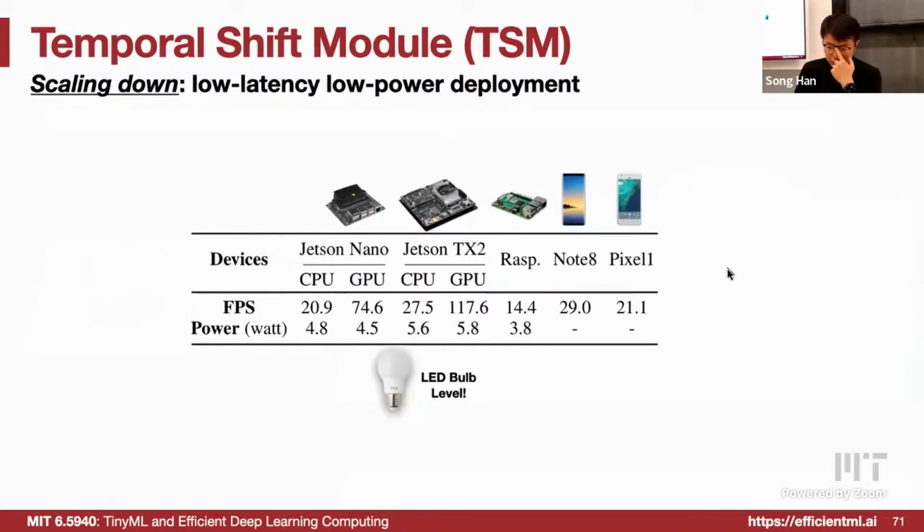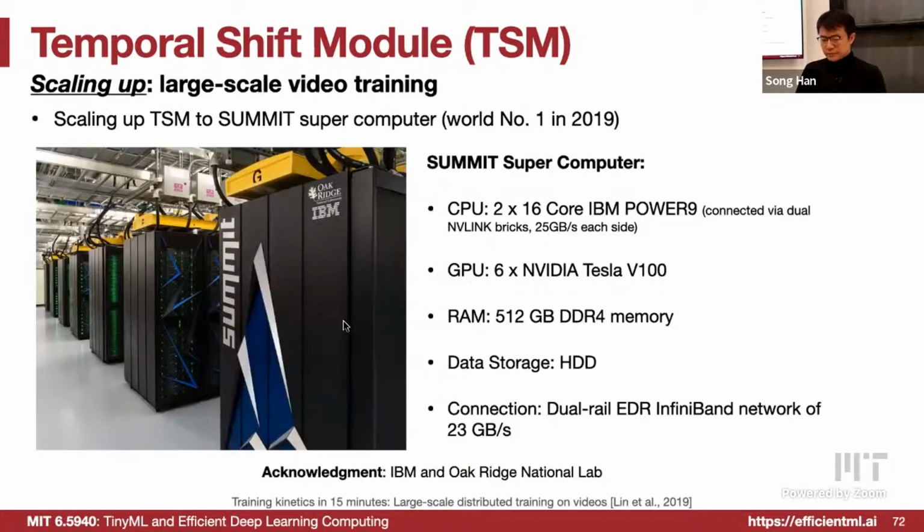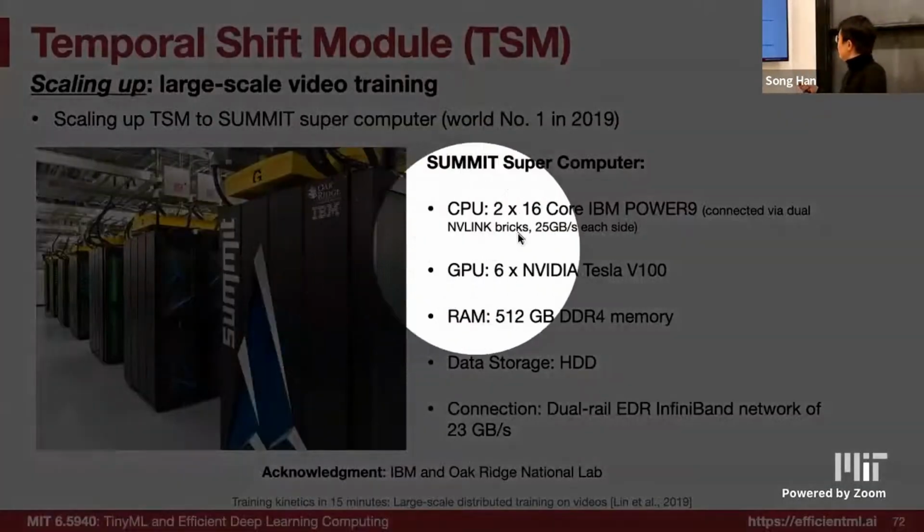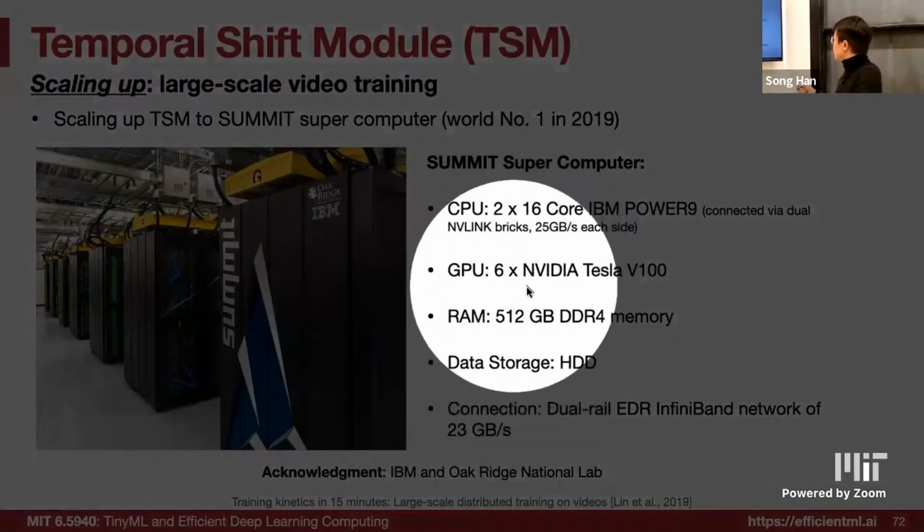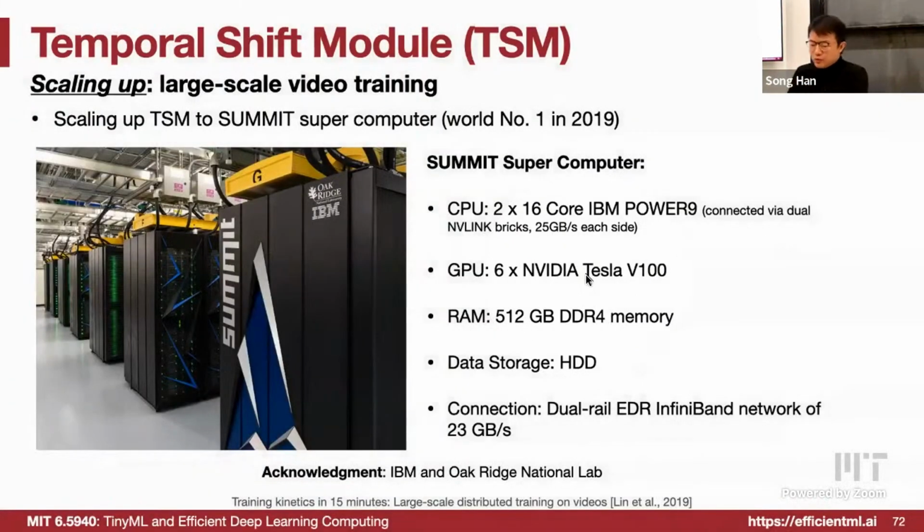For scaling down, temporal shift module is also having very low latency for low power deployment on just a Nano, TX2, mobile phones, just a few watts, can run more than 20 frames per second on a CPU, and more than 70 frames per second on a mobile GPU, which is just a Nano. And scaling up, we also tried large-scale distributed training on the Summit supercomputer. This is the configuration. It has NVIDIA V100 GPUs at that time.